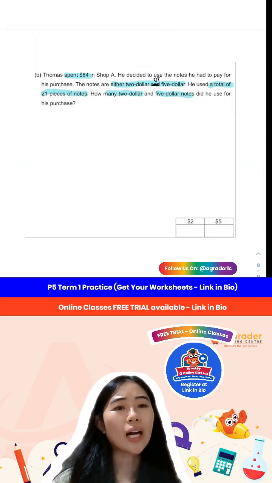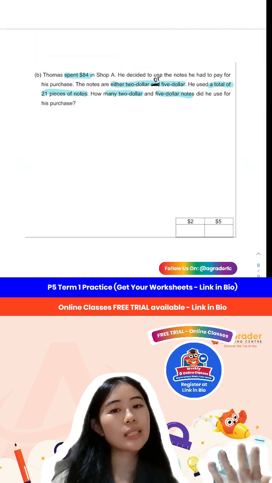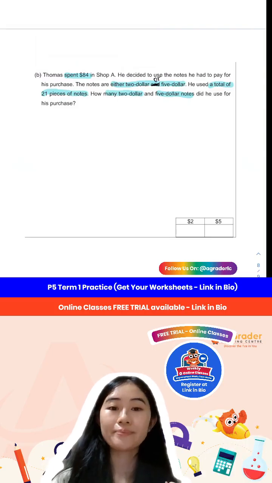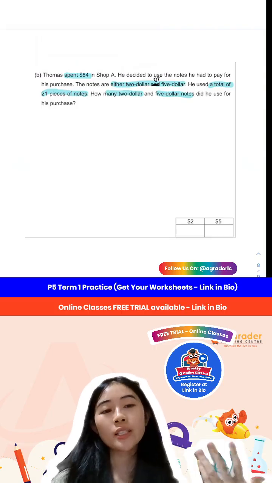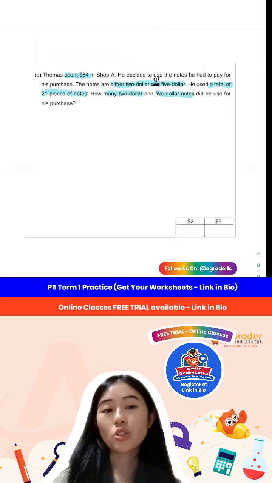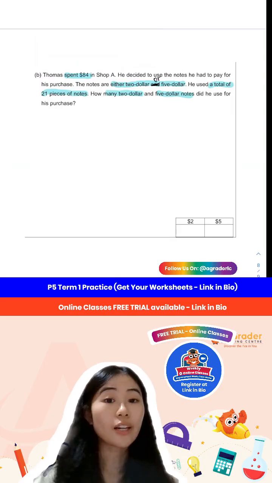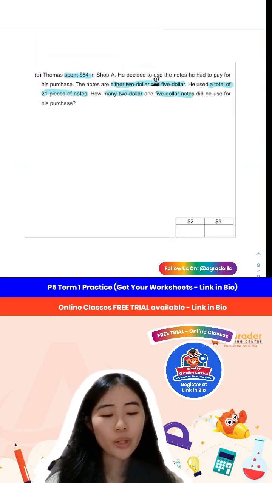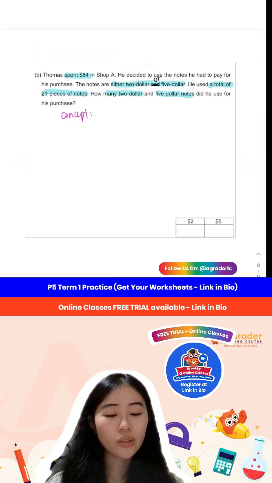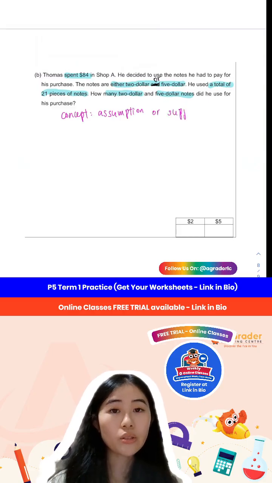For queen card, you say guess and check. Now, guess and check is correct, but it should not be your first. It's not the ideal method. You should try using assumption first, before you use guess and check. Guess and check is always the last resort. Okay, so I'm gonna write here for you. The concept is assumption, or supposition.